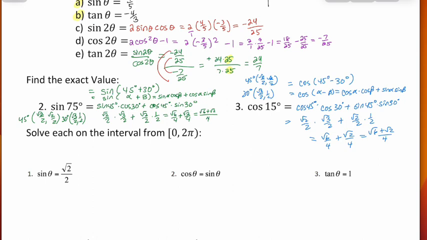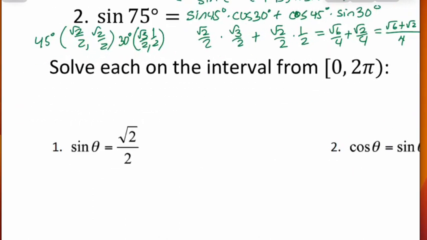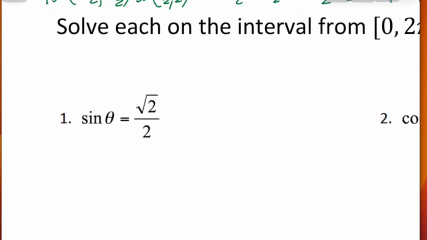Okay. The first 6 there, I would say, are more indicative of what we're going to see on the quiz. So let's start with problem number 1. This is already solved for us. It says the trig function equals, so then you say where on the unit circle is the sine of theta going to equal square root of 2 over 2.